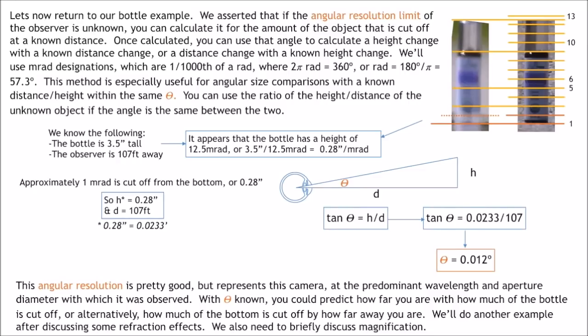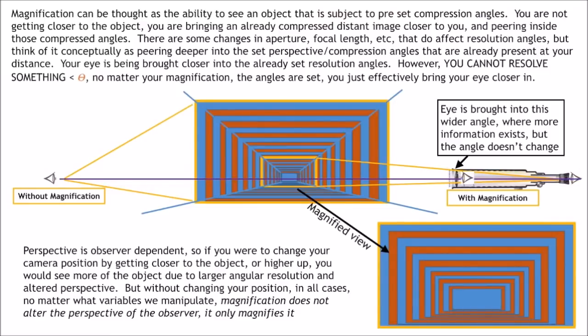This angular resolution is pretty good, but it represents this camera at the predominant wavelength and aperture diameter with which it was observed. So with a theta known for this particular object, you could predict how far you are from how much of the bottle is cut off, or alternatively, how much of the bottom is cut off by how far away you are. We'll do another example after discussing some refraction effects to make this a little more clear. But we also need to briefly discuss magnification, I think, before we go further.